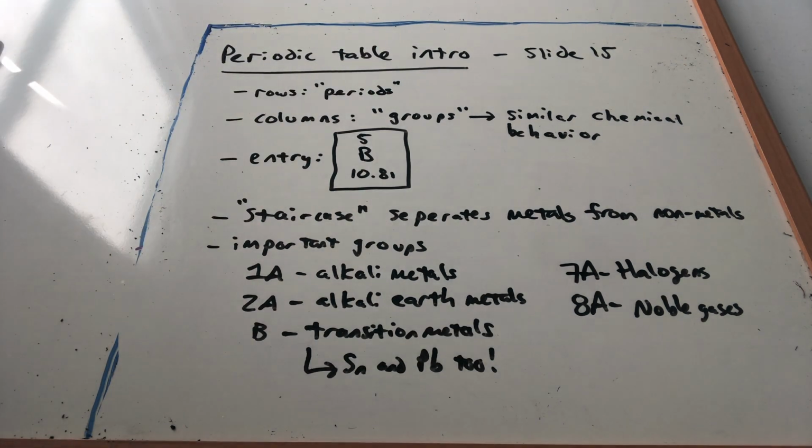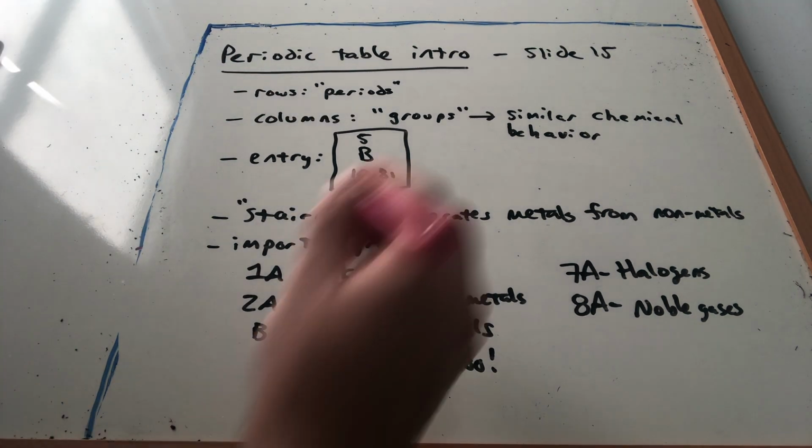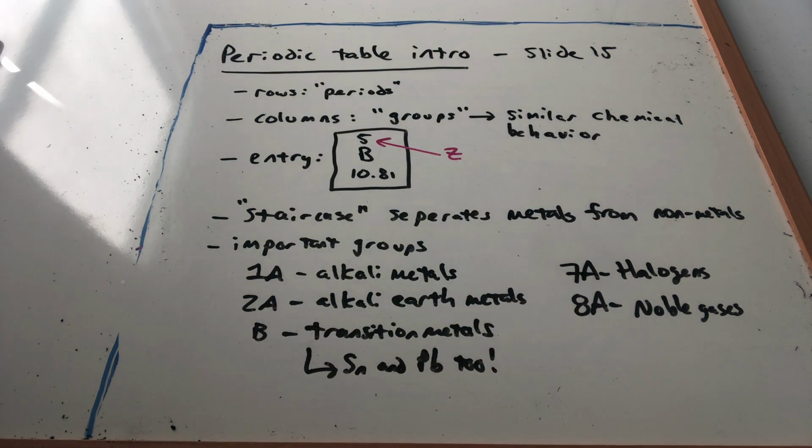If you look at an entry, there's some information here that we can get, and all the entries are organized the same way. We have the chemical symbol here in the middle, right? So I just picked boron, B, for an example. This 5 up here, the number without a decimal point, this is our atomic number. So this is our Z, right?